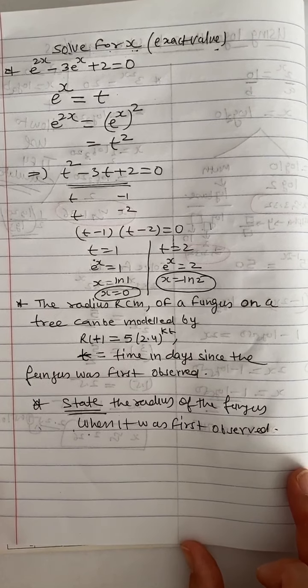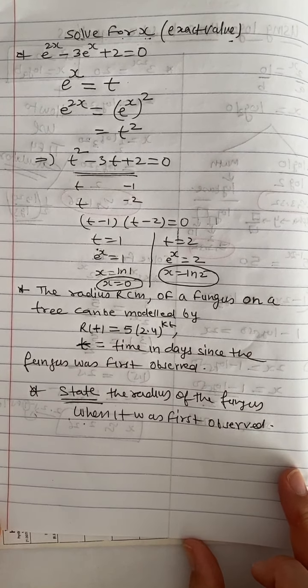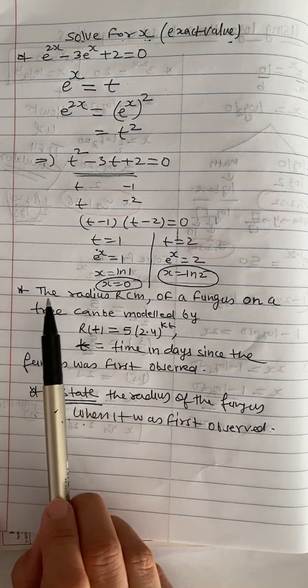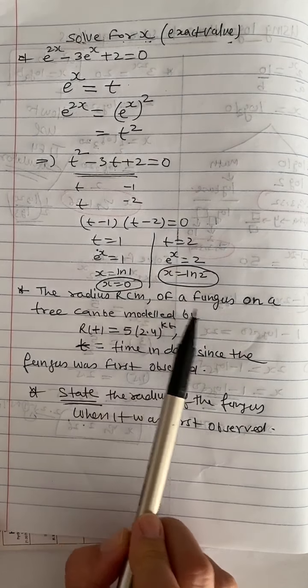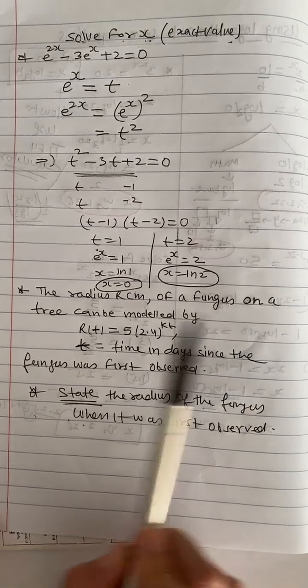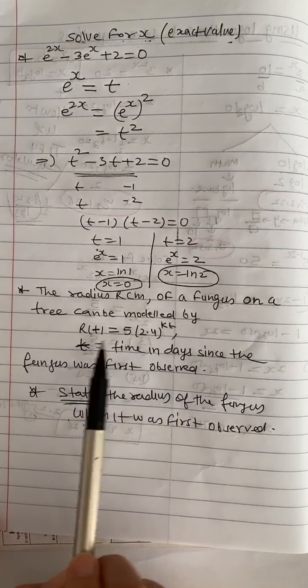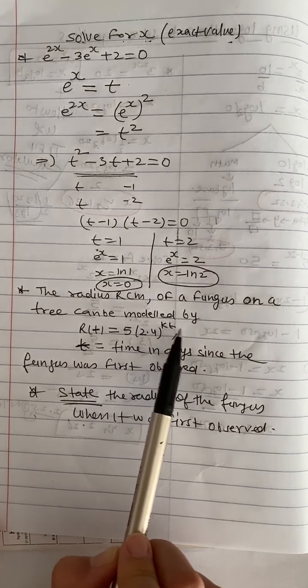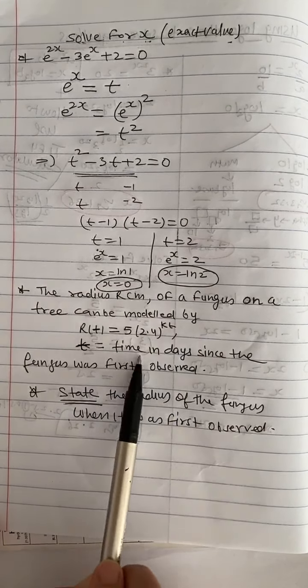Okay, so the next question which we are doing is a word problem here. Again, a very typical exam style question. The radius r centimeter of a fungus on a tree can be modeled by R(t) = 5 times 2.4 to the power of kt, where t is the time in days.